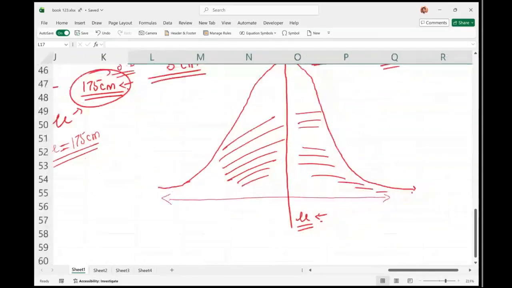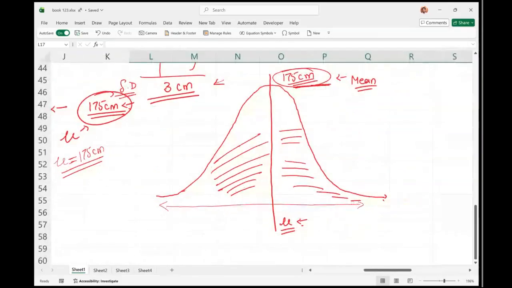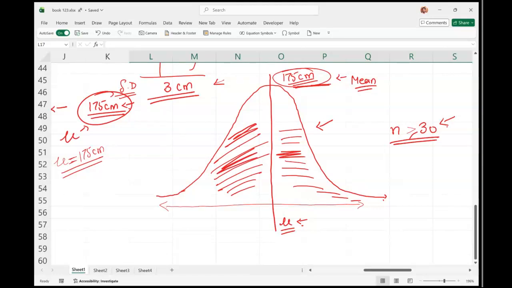As I said, it has been seen that when the n value is greater than or equal to 30, the data follows the normal distribution graph or bell-shaped graph, or you can also say it follows the empirical rule. Under the empirical rule, we figured out that 50% of the data points out of the 1,000 we collected are on the right-hand side of the mean line, and 50% are on the left.